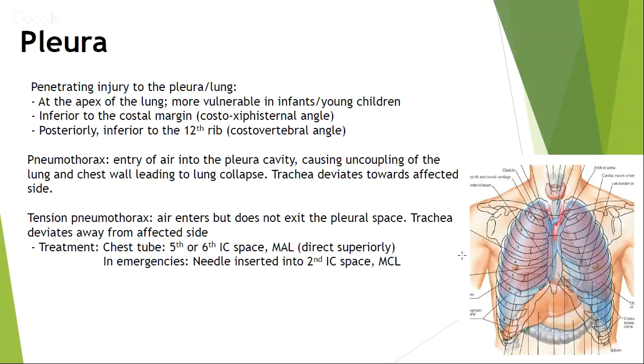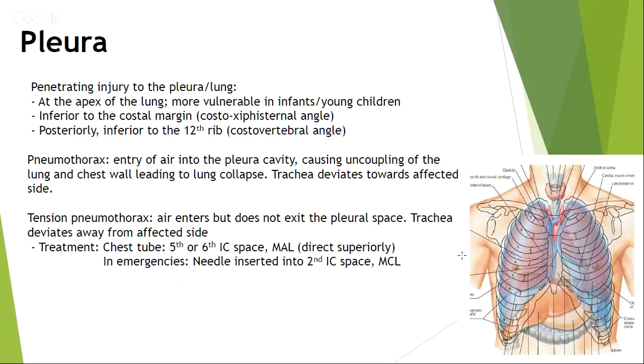If you do get a penetrating injury into the pleural cavity and you get a pneumothorax where air enters the cavity, the lung is no longer going to be held to the thoracic wall by that surface tension we were talking about earlier, which means that it will collapse. The trachea in that case will deviate towards the affected side because it creates essentially a vacuum on that side.